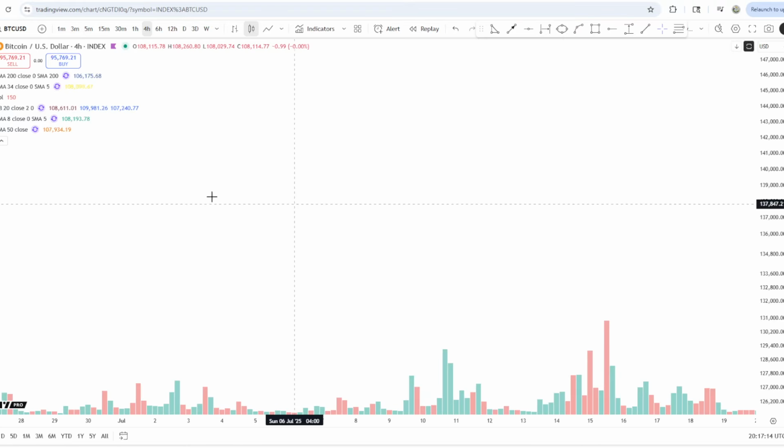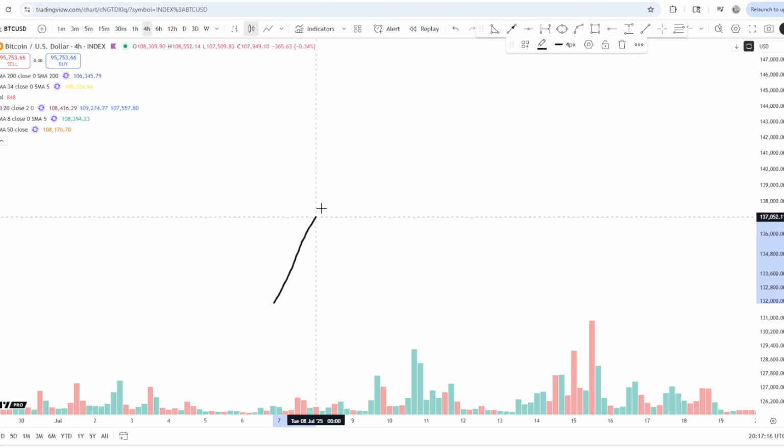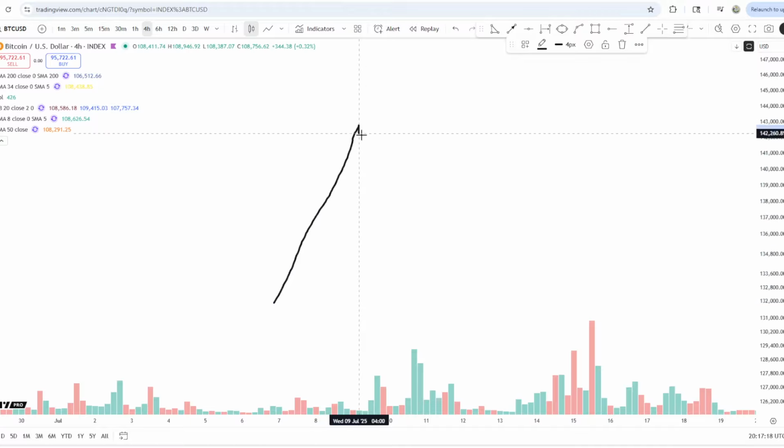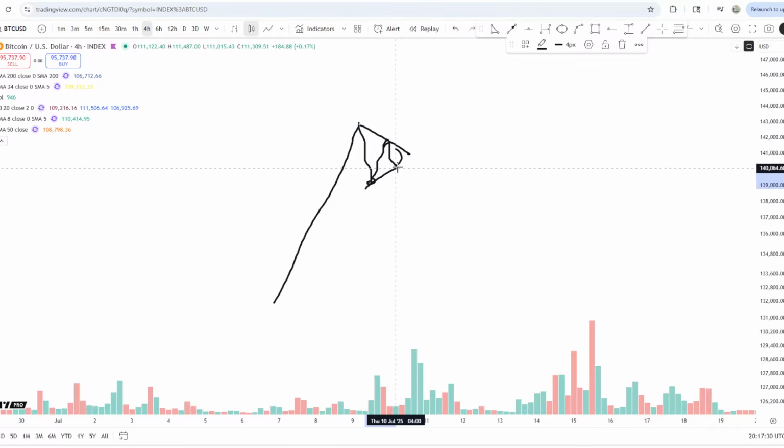Now, this can be called many things. It can also be called a coil. A lot of people call this a coil, where you have a move here, and you can even have the tightening range expressed inside of it, that equilibrium we talk about, where you have the high, now you have a low, you have a lower high and a higher low, and that forms a symmetrical triangle.